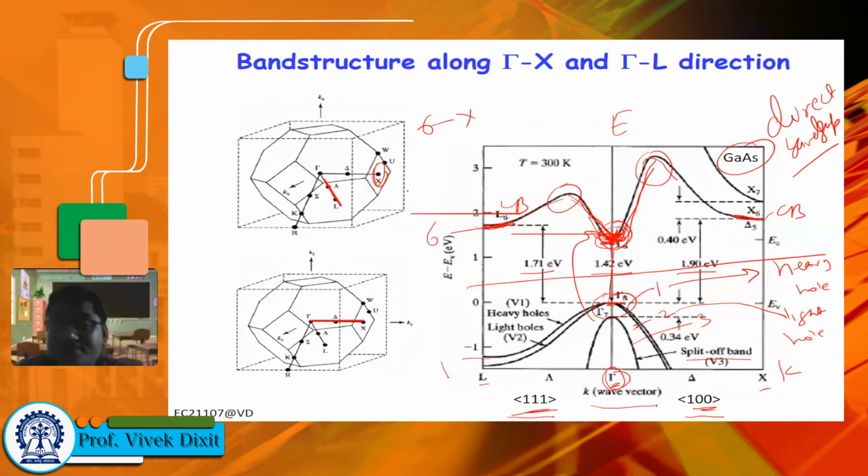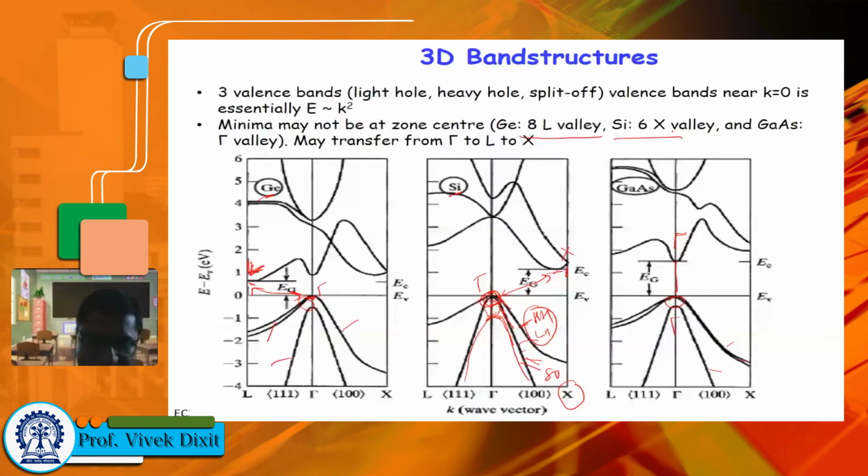And for germanium, we recognize there is a valley at L. So L is along the diagonal, right? So how many equivalent L valleys are there? How many corners are there? 8 corners, right? So there will be 8 L valleys. So you can see here, germanium has 8 L valleys and silicon has 6 X valleys, right?